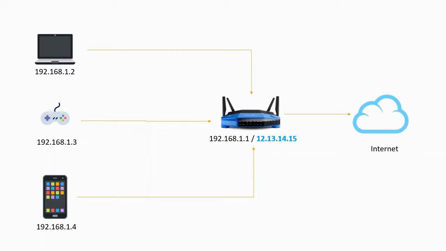The router in turn connects to the internet. Once the router connects to the internet, it gets assigned a public IP address. If you notice here, 12.13.14.15 is our public IP address.